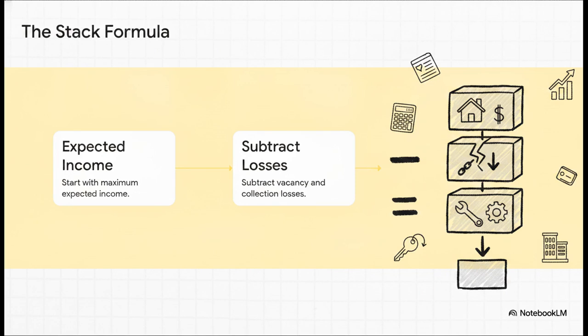It's super logical. Step 1, you start at the top with your maximum expected income. Step 2, you subtract the money you won't actually collect, so your vacancy and collection losses. And Step 3, you subtract your operating expenses and those reserves we just talked about. This stack formula is covered extensively in your course materials, and you must be completely comfortable determining the NOI when these components are handed to you on the exam.